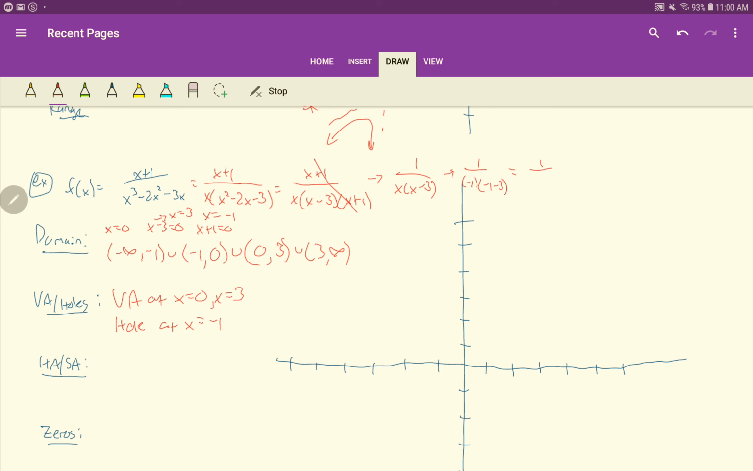Okay, and so we get 1 over, let's see here, -1 minus 3 is -4 times -1 is 4. So we just get positive 1/4. So in other words, (-1, 1/4) is a hole. Okay, and you can go ahead and plot that too if you want to on the graph over here.